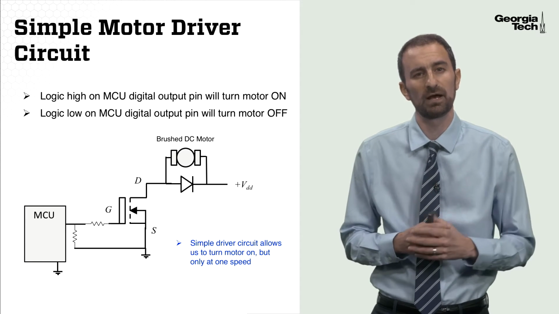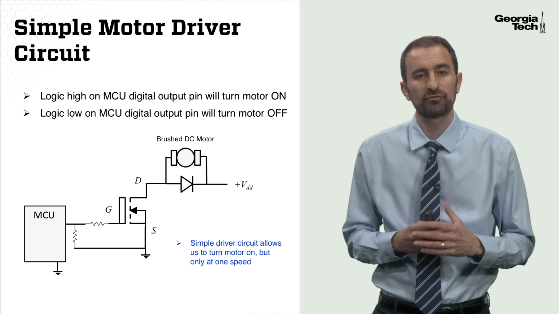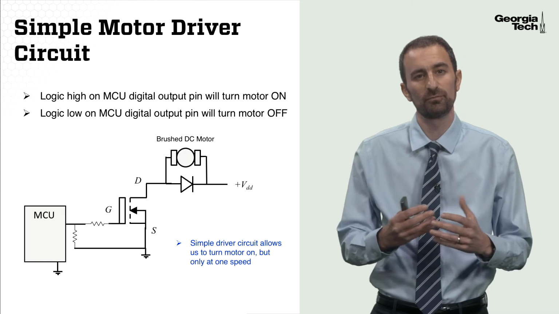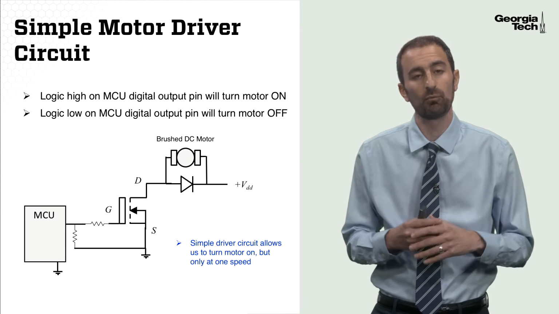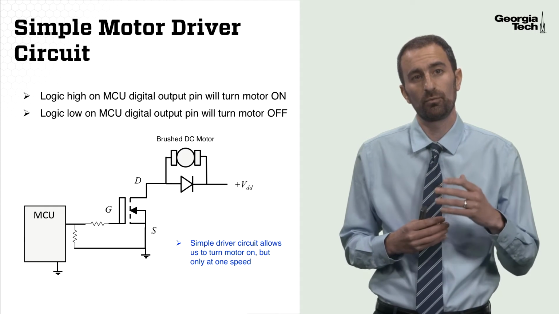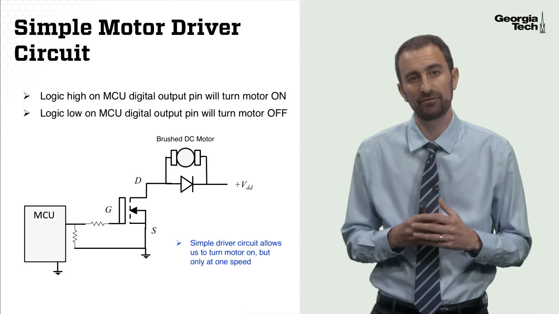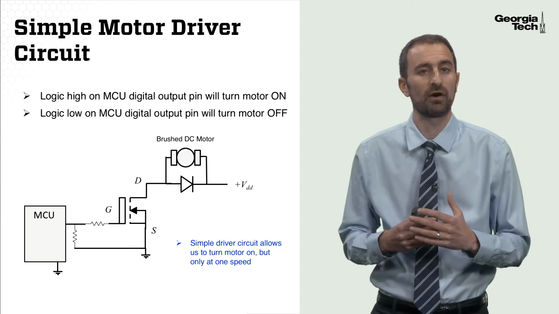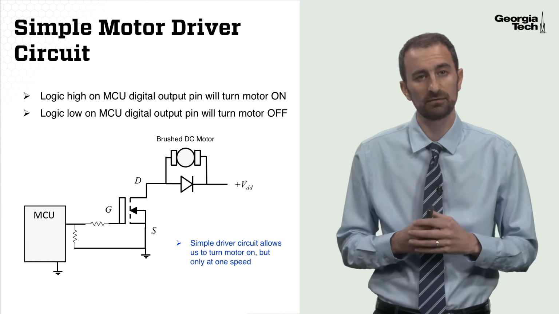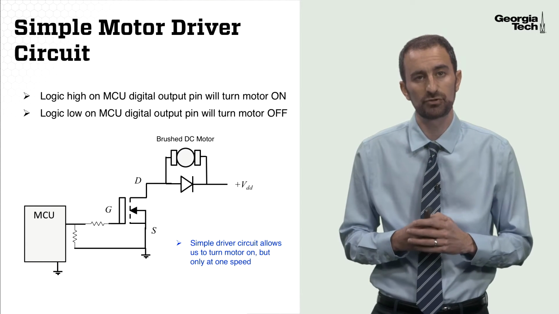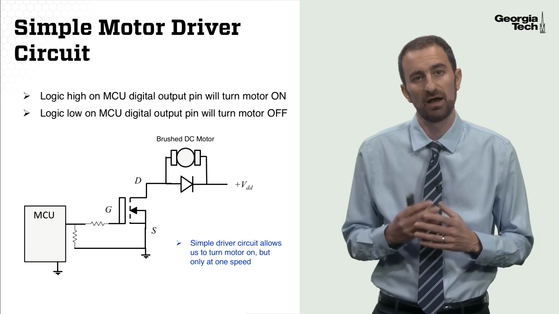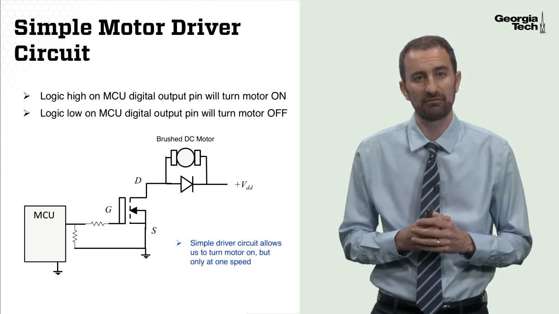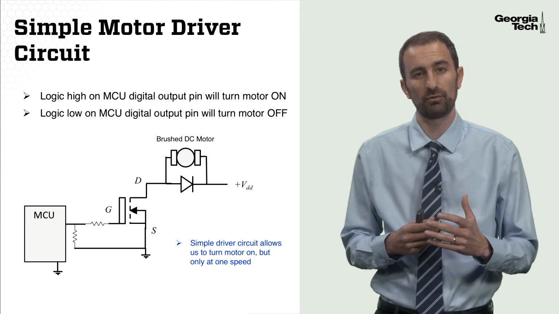A couple of things to note about this circuit. First, in this configuration, we're only going to be able to turn the motor on at one speed. This is a logic level circuit in the sense that it only has binary operation. It's either in saturation or it's off. When it's in saturation, we'll see a voltage drop across those motor terminals of about VDD, but we won't be able to adjust that value in any way, so our motor's only going to turn at one speed.